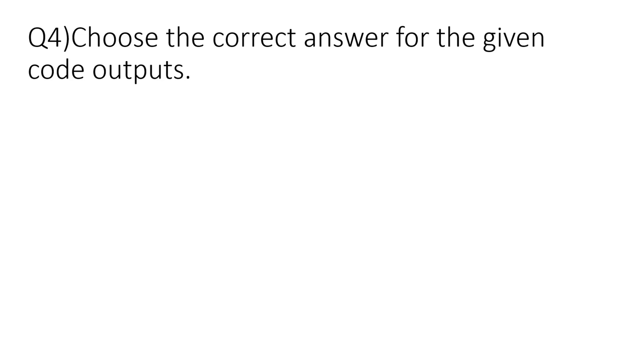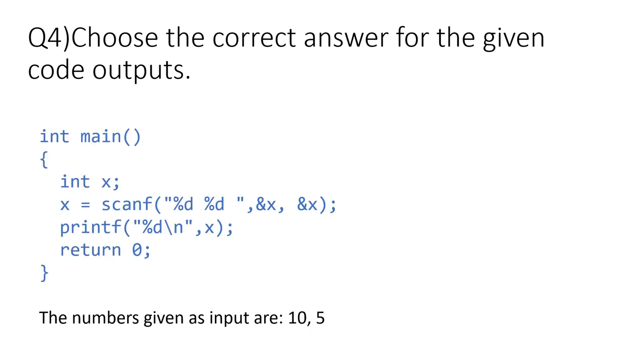Let us go for the fourth question, which is choose the correct answer for the given code outputs. I'm not sure whether the sentence is right, but let us go and not bother about the sentence. So we have an int main, and they have given another hint, which is the numbers given in the input are 10 and 5. So you have a scanf here, and that is why you're giving 10 and 5 as the inputs here. So you have a variable x which is of integer type, and here x is equal to scanf %d ampersand x. That means you're taking x from the keyboard from the user, and that is what you're entering here, 10 and 5.